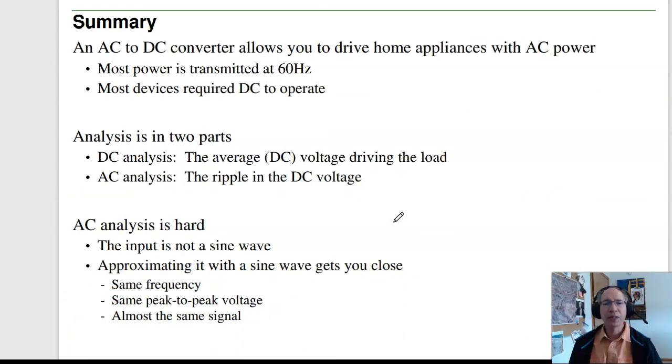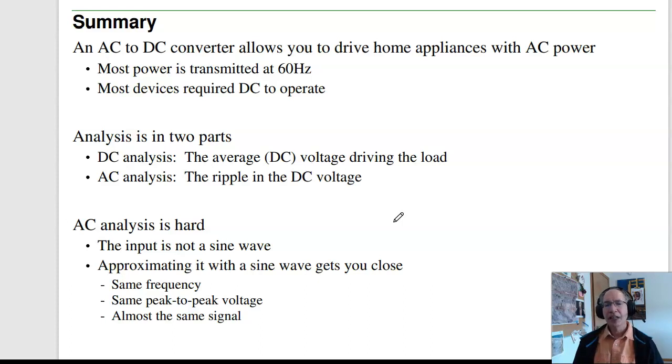So in summary, an AC to DC converter allows you to convert AC to DC. That allows you to drive home appliances with an AC power source. And most power is transmitted at 60 hertz. Most devices are DC, so almost everything that you own has an AC to DC converter in it. The analysis happens in 2 parts. I do the DC analysis, that's the average, and the AC analysis, that's the ripple.